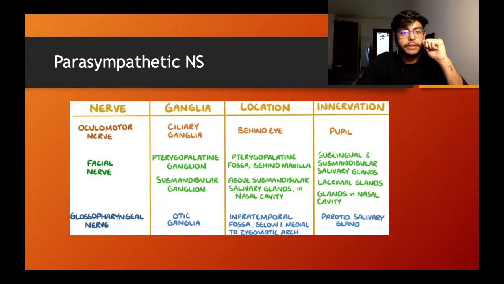This is just a table representing the ganglia, their location, and what they innervate. As you can see, the oculomotor nerve innervates the pupil, but the ganglion is the ciliary ganglion, so it has to relay off of that. Facial nerve: pterygopalatine and submandibular ganglia for all the different glands in our nasal and oral cavity. Glossopharyngeal: otic ganglion, parotid salivary gland. So all of this leads to increased salivation and increased production of these glands.